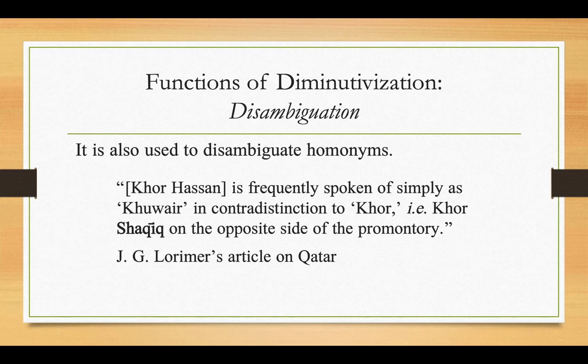So here's Lorimer's quote on the topic. There doesn't seem to be any reference to size here, but pragmatically the use of the diminutive was to differentiate 2 places with the same name. And it also is a shortcut because now we don't have to say the full name, Khor Hassan or Khor Shagig. We can just call one Al-Khor and the other Lakhwer.